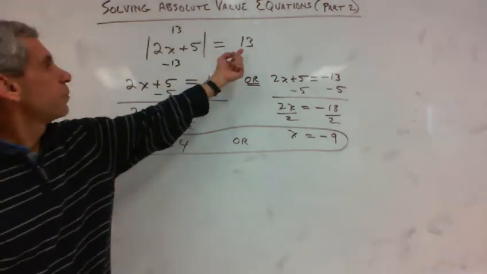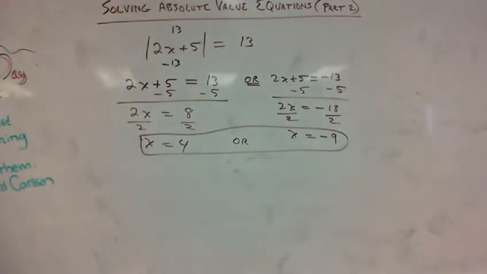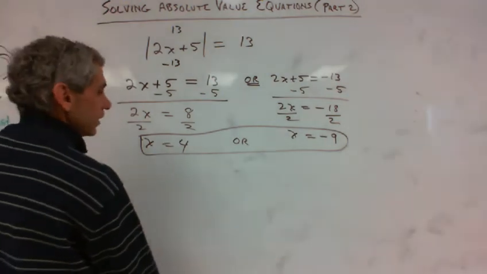2x plus 5 is equal to positive 13. 2x plus 5 equals negative 13. So that's what we already learned last time. Now, I'm going to change things a little bit.